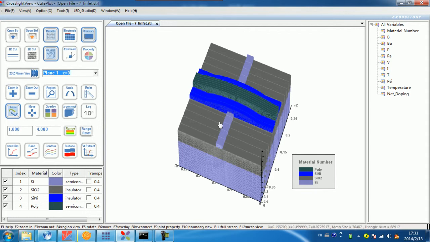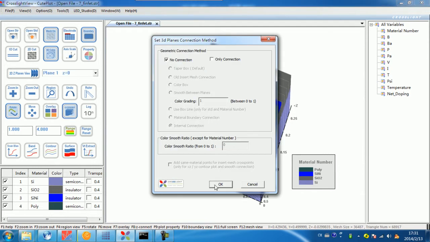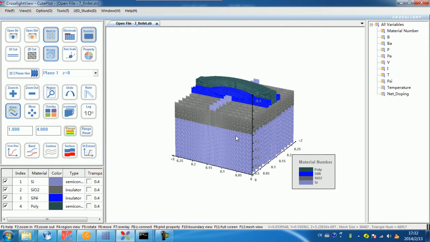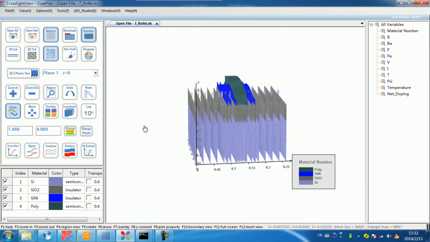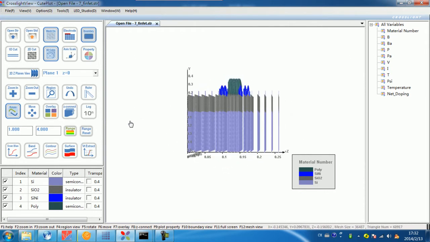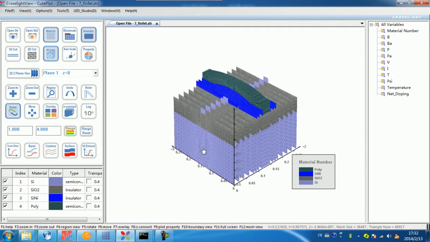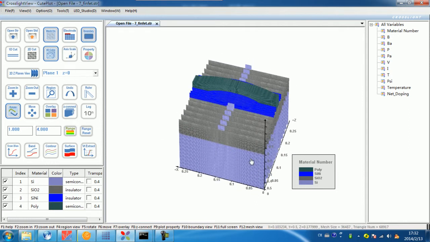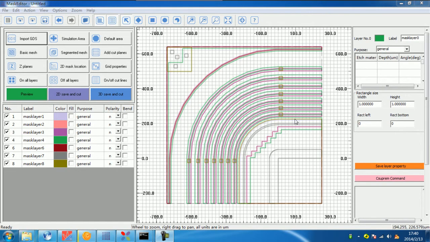Let's look at these planes without connection. This method will greatly reduce the mesh required for 3D simulation and improve simulation speed. When it comes to this structure, we use the same method for 3D simulation, but we cannot just simply define cut lengths in Z direction. We need to define cut lengths along the racetrack.